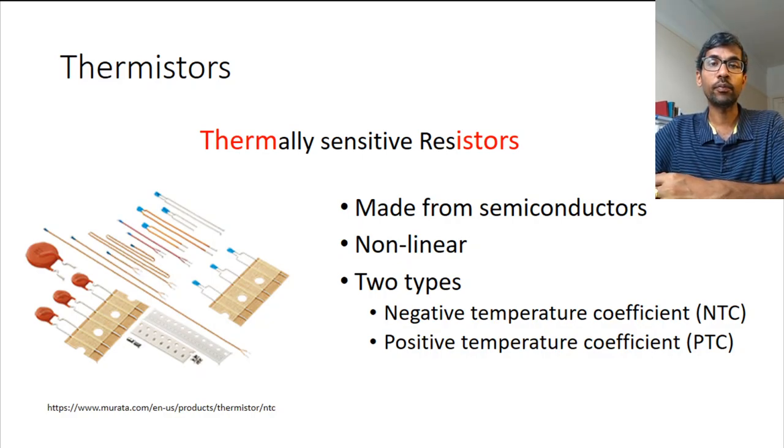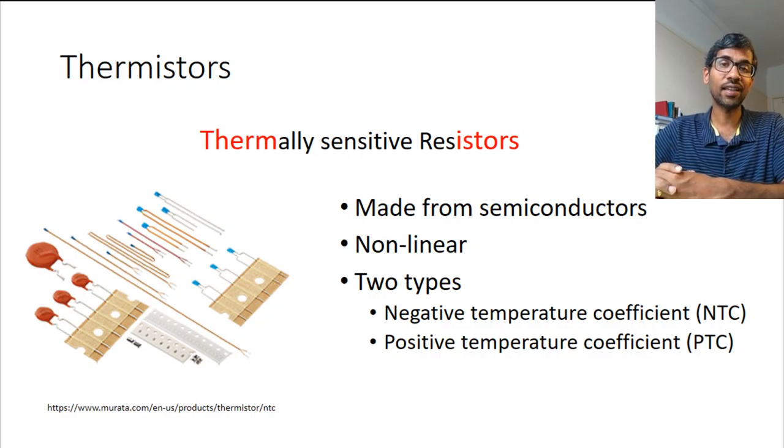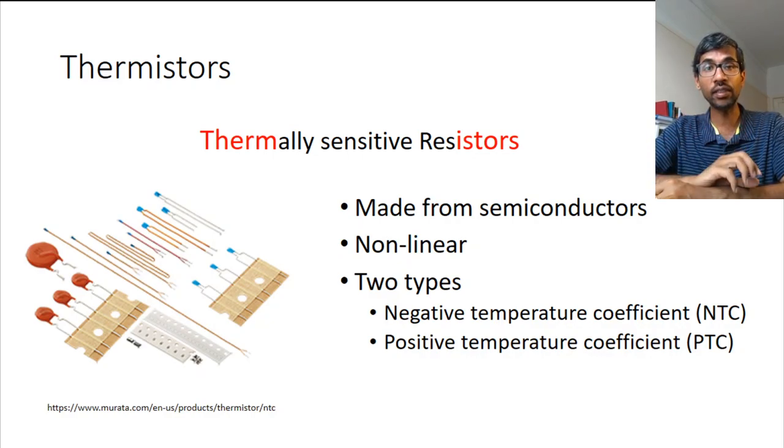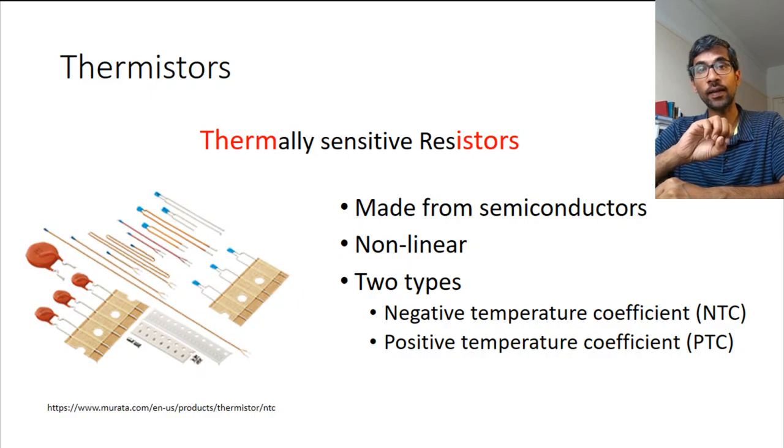moment. In general, we have two types of thermistors: negative temperature coefficient thermistors. These are the most predominant of all thermistors, and we'll be looking at these kinds of thermistors in a moment. For these thermistors, the resistance decreases as the temperature increases. Then we have positive temperature coefficient thermistors. These are thermistors whose resistance increases as temperature increases.